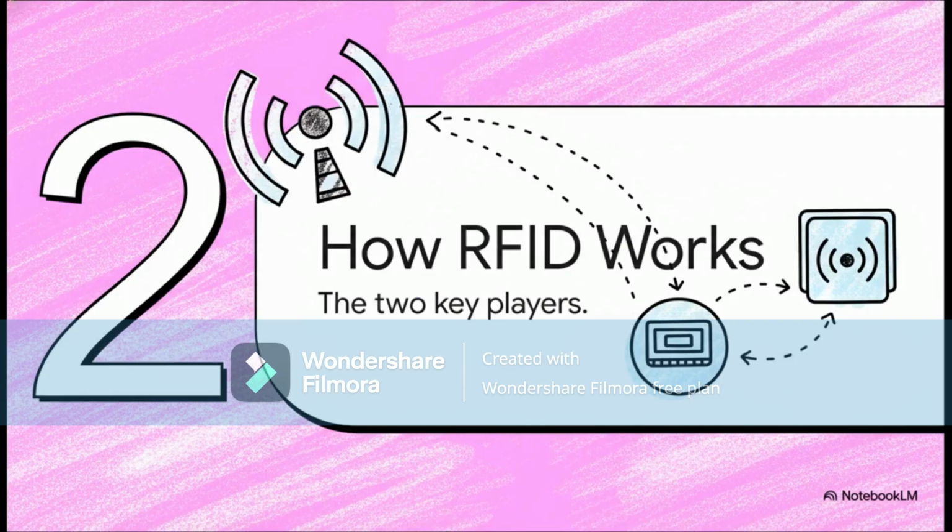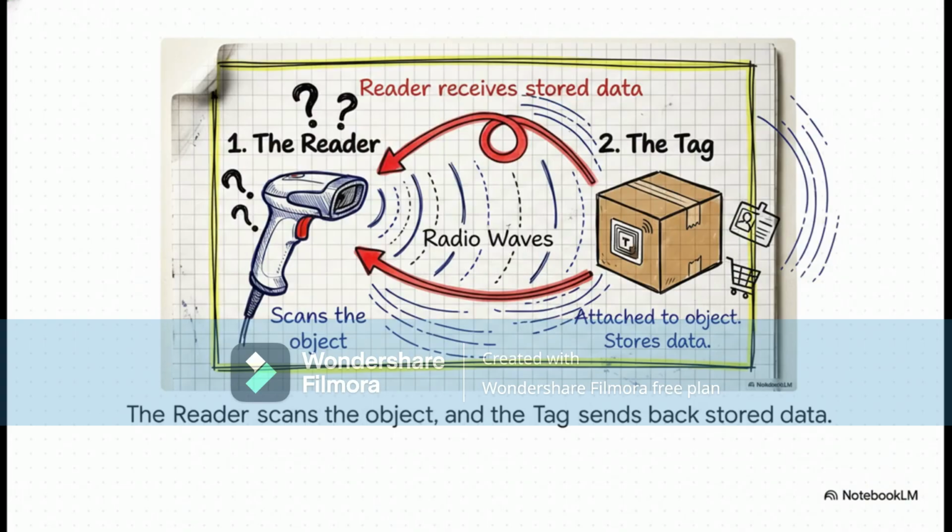Okay, so it uses radio waves. Got it. But how does that actually work? Well, you can think of it like a little conversation happening between two main characters. On one side, you've got the RFID reader. This guy is the one asking the questions, sending out radio waves to scan for info. And on the other side, you've got the RFID tag. Now, this is attached to something like a book in the library or your school ID card. The tag holds all the data, and it responds when the reader scans it.